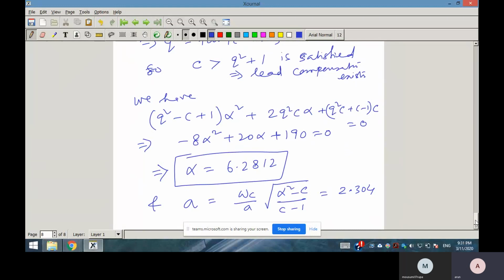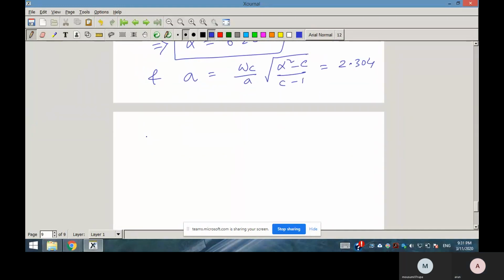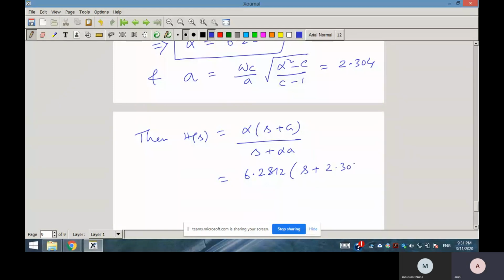So ultimately your H(s) will be alpha into S plus A divided by S plus alpha A. This will be equal to 6.2812 into S plus 2.304 divided by S plus 14.472. So this is your H(s).